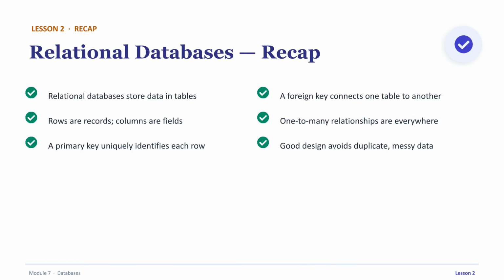To recap our look at relational tables, we store data in rows and columns. We use primary keys to identify records, and foreign keys to create relationships between tables. Following design rules ensures your data stays organized and reliable.